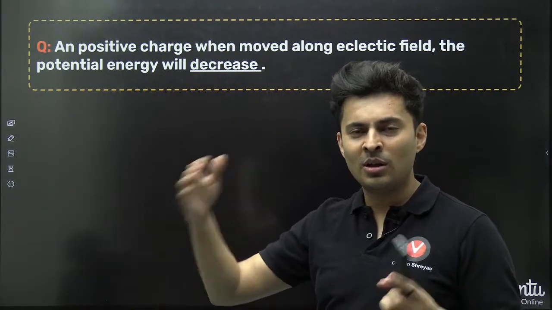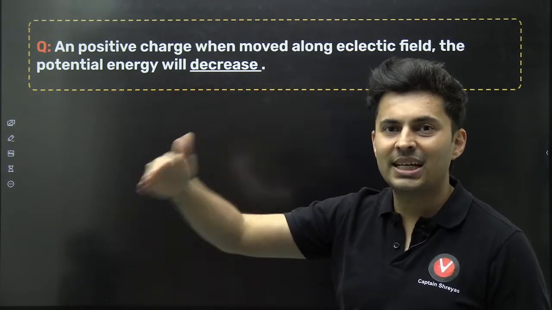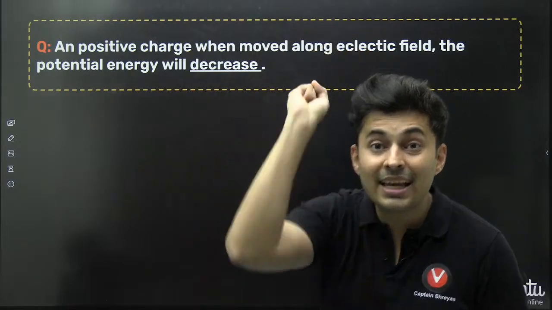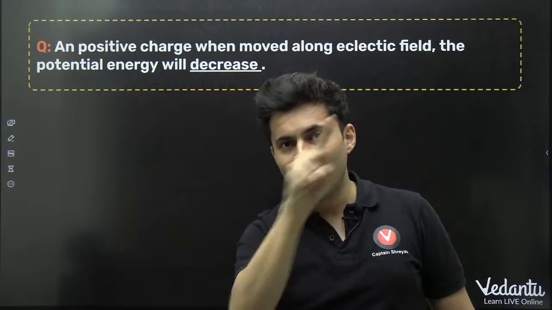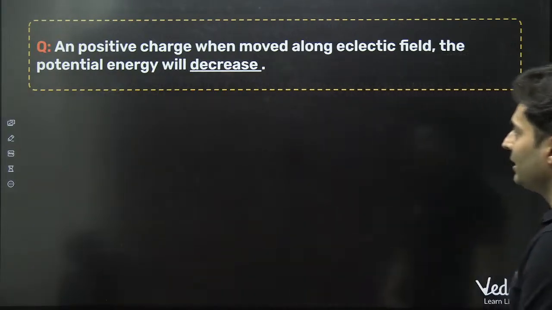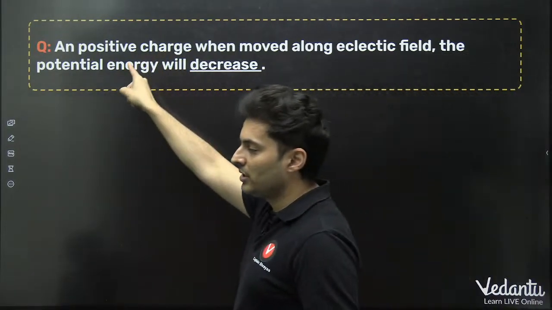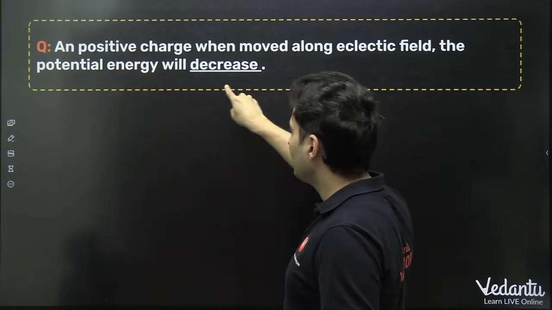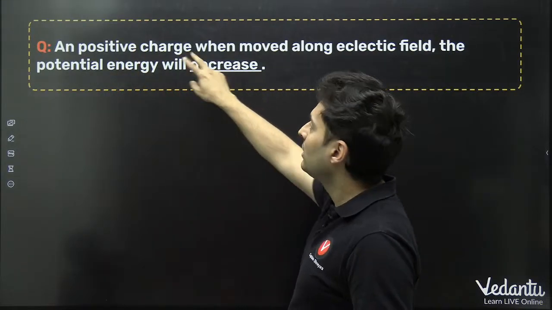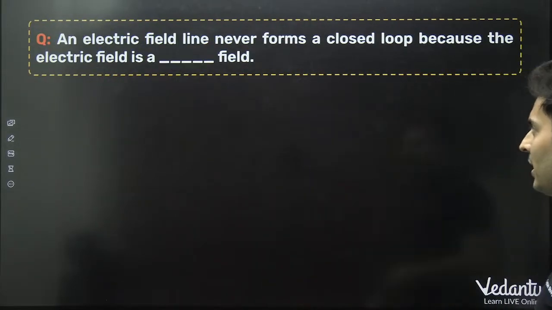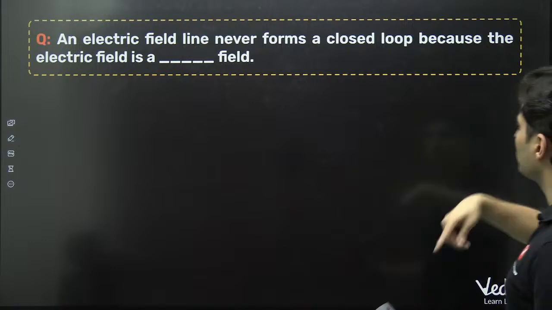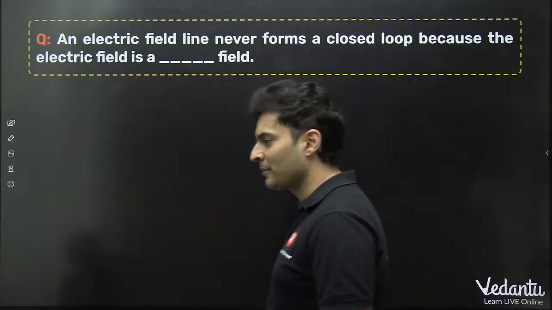Going from high voltage to low voltage, so that is basically decreasing potential, because electric field always goes from high voltage to low voltage. Field, high voltage to low voltage, so potential energy decreases. If this was not a positive charge, it was a negative charge, then the answer will be increase. If this sign changes, this will also change. Okay. Next one, electric field line never forms a closed loop because electric field is a dash field.